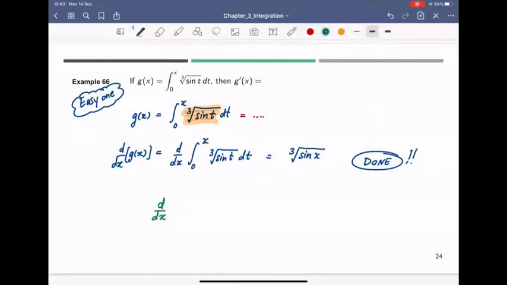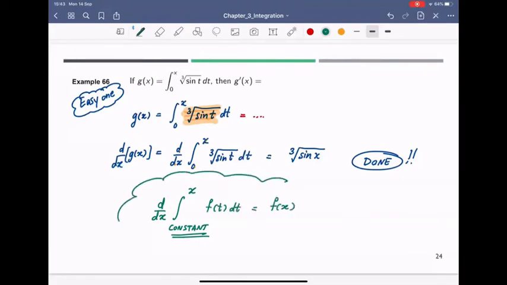d by dx of the integral from any constant here, it doesn't have to be 0, any constant, to x, of the function f(t) dt. I get back f(x). All right, memorize this. Memorize. All right.